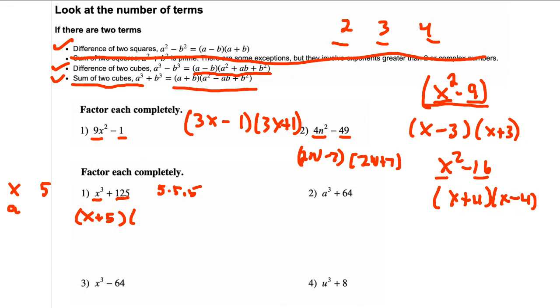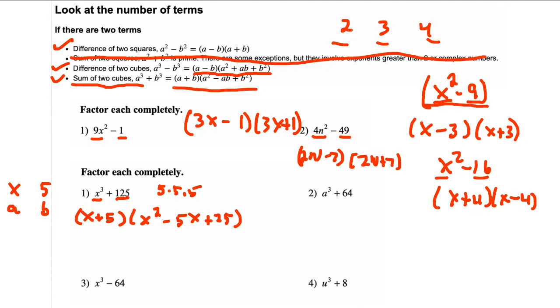This is my a term. This is my b term. So now it's a squared. So that would just be x squared minus a times b, so 5x, plus my b term squared. So that's 25. That's how a difference of cubes, or I'm sorry, that's how the sum of cubes factors.